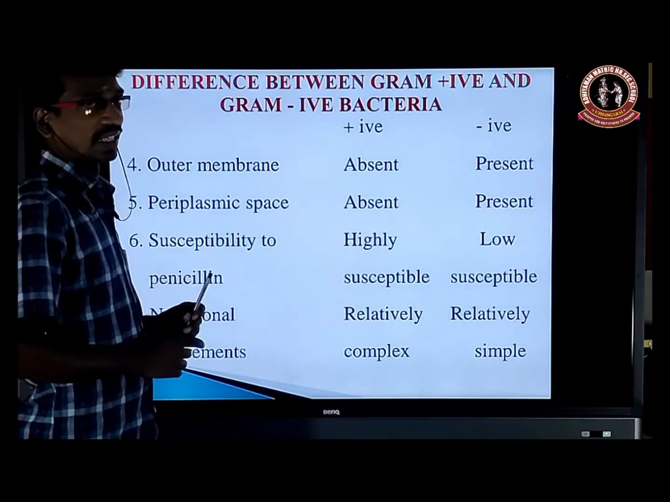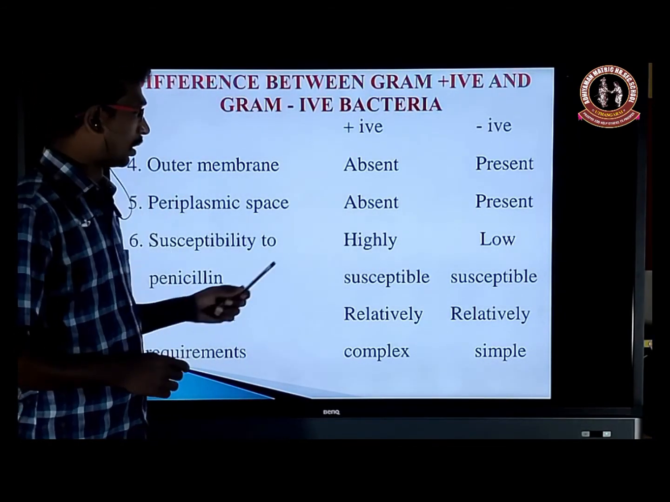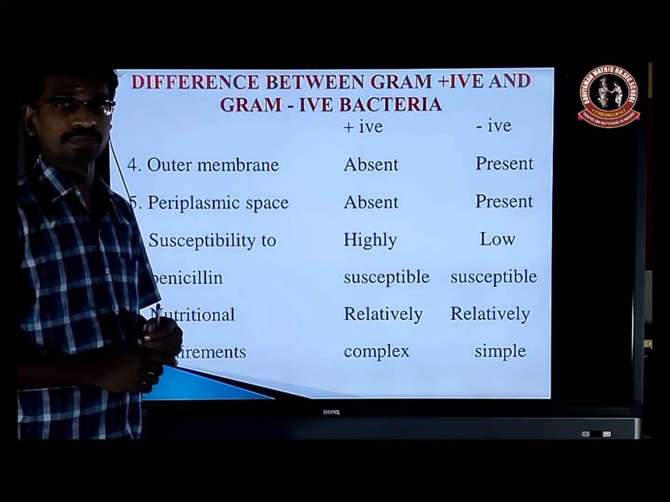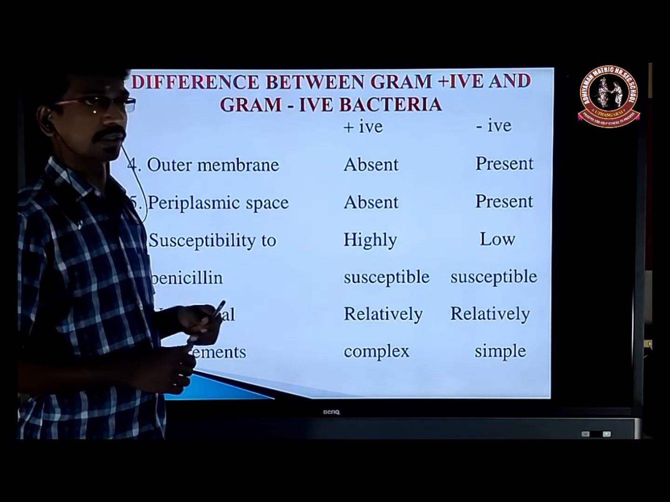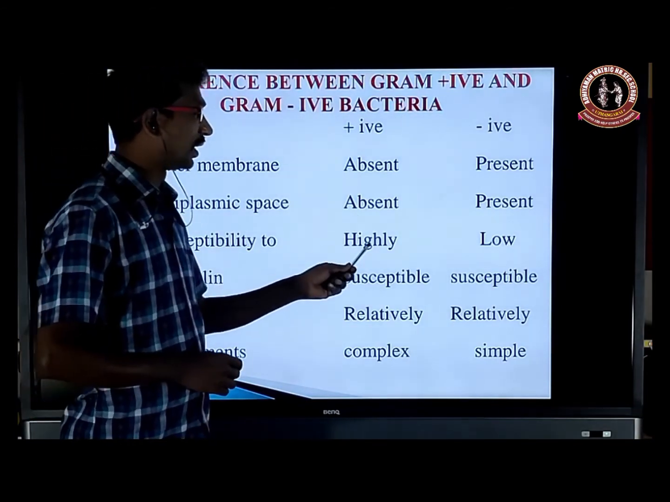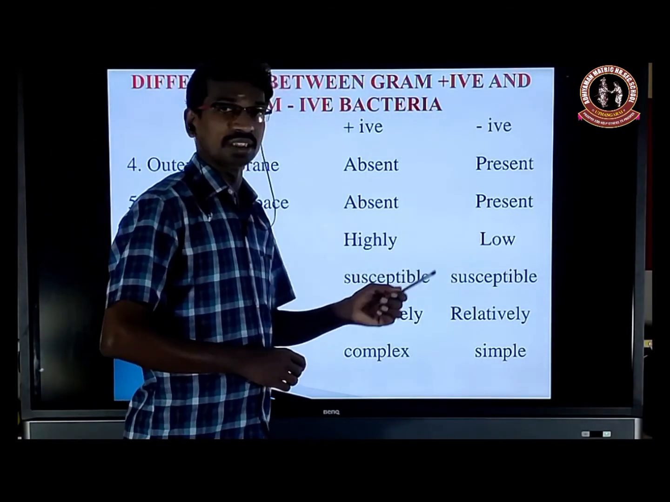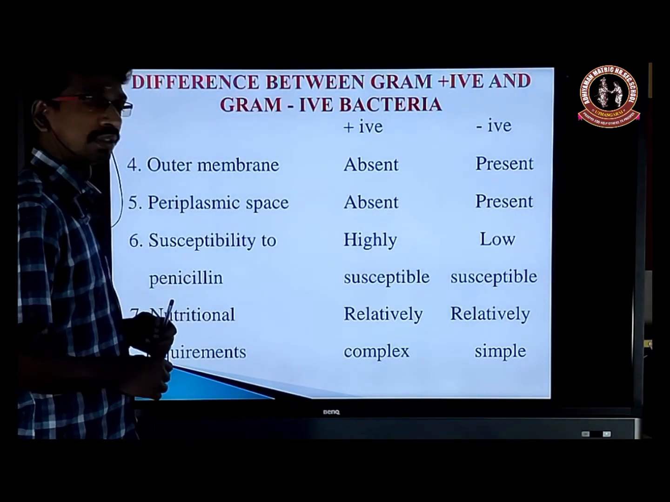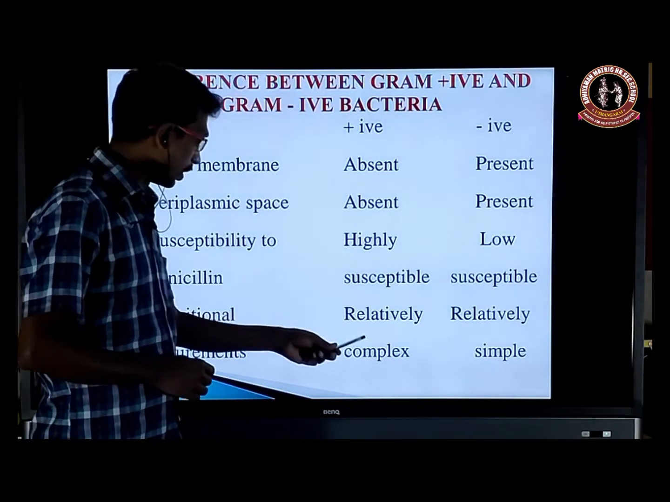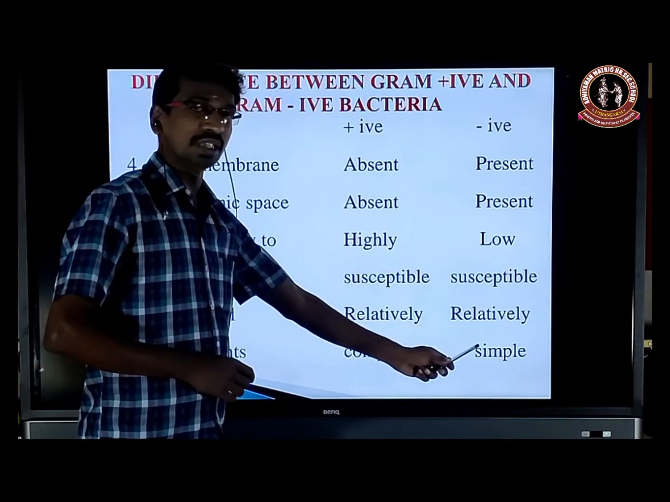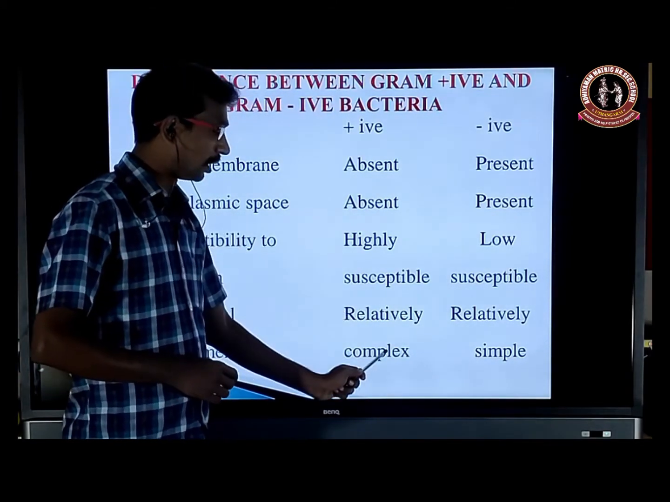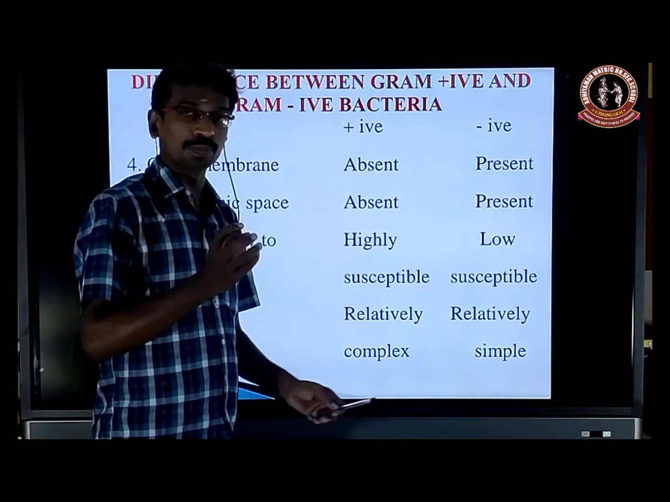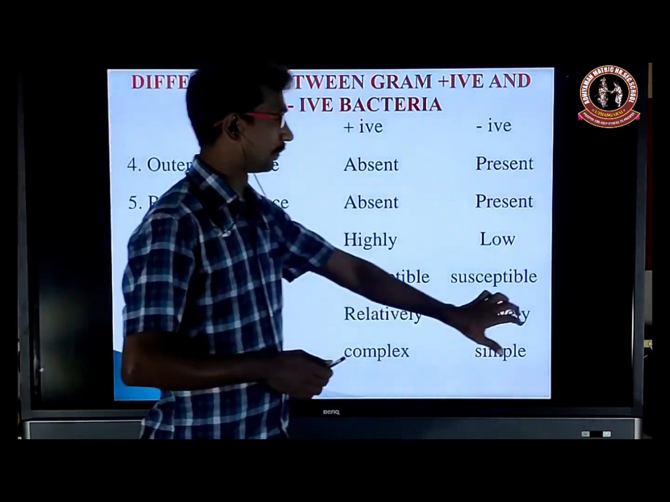Susceptibility to penicillin. It is very high in gram positive and very low in gram negative. So the tolerance to penicillin is very low in gram positive, but very high in gram negative. And then the nutritional requirement: relatively complex in gram positive and relatively very simple in gram negative. Gram positive has a relatively very complex nutritional method, and gram negative has a very simple nutritional method.